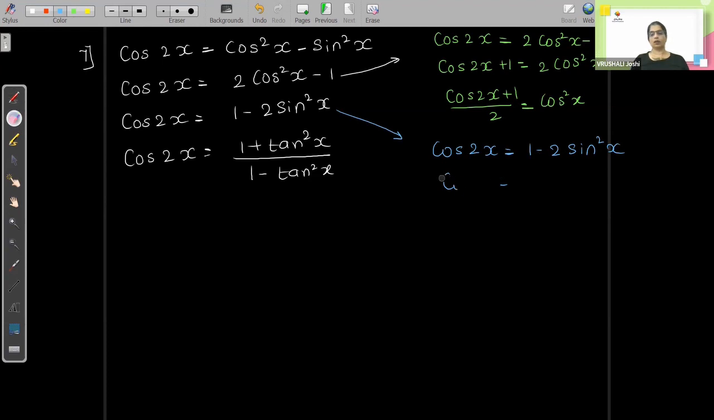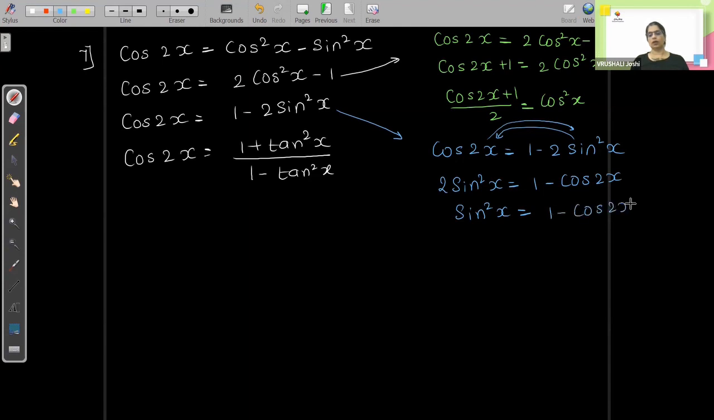Okay, let's do one thing to avoid complications. We are going to switch places of cos and sine. So we'll take it here and we will shift it there, correct? So it will be easy to understand. Otherwise, minus, again, that will be a trouble. So we can say 2 sine square x is equal to 1 minus cos 2x, correct? So then sine square x is equal to 1 minus cos 2x by 2. Correct? I hope everybody is getting it.